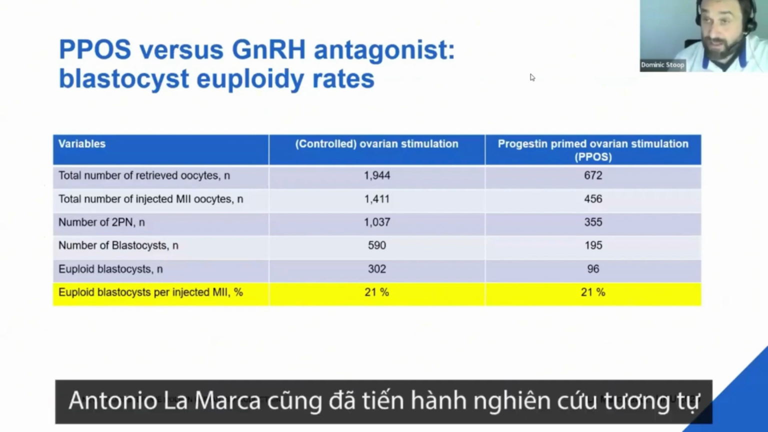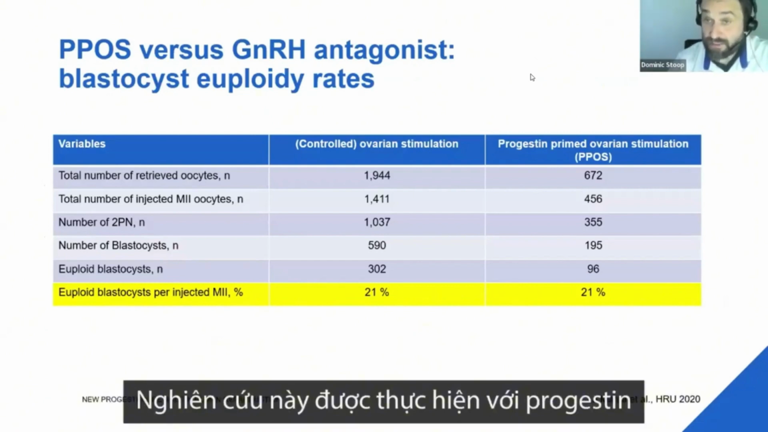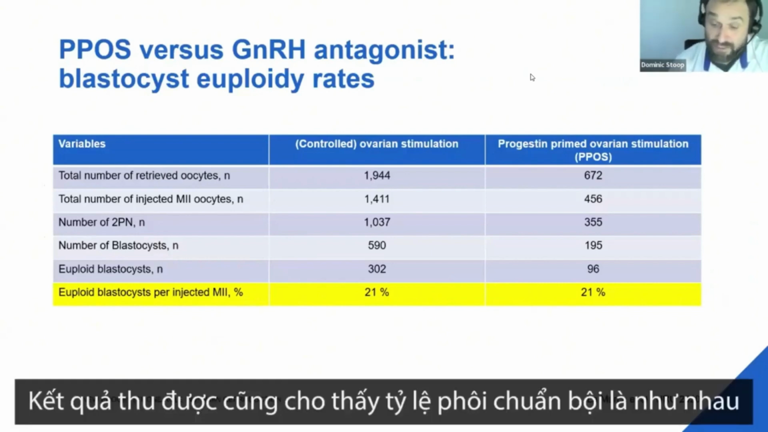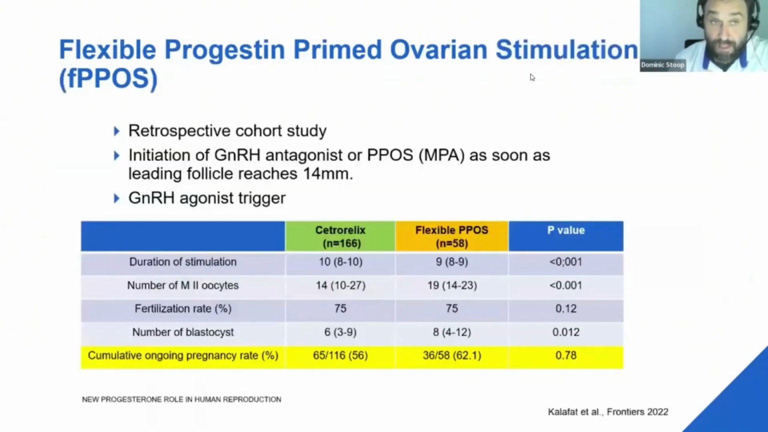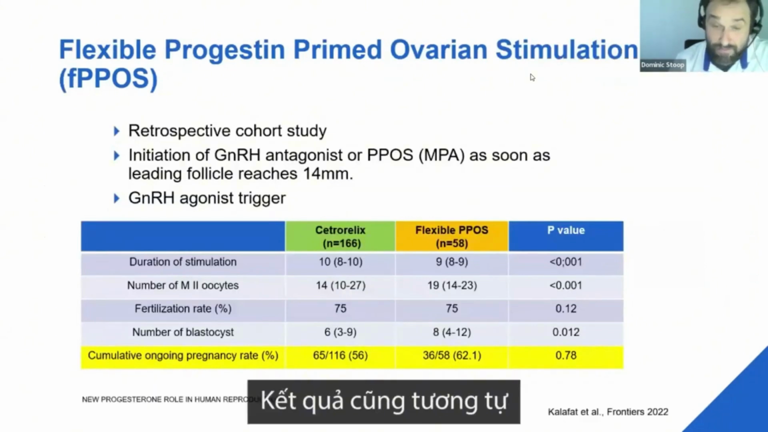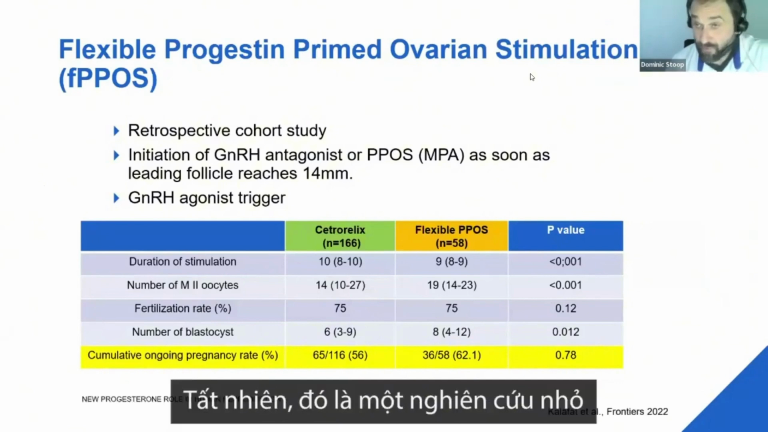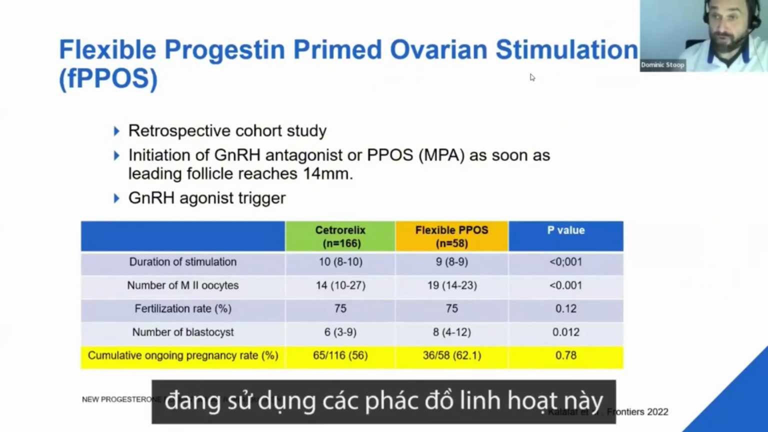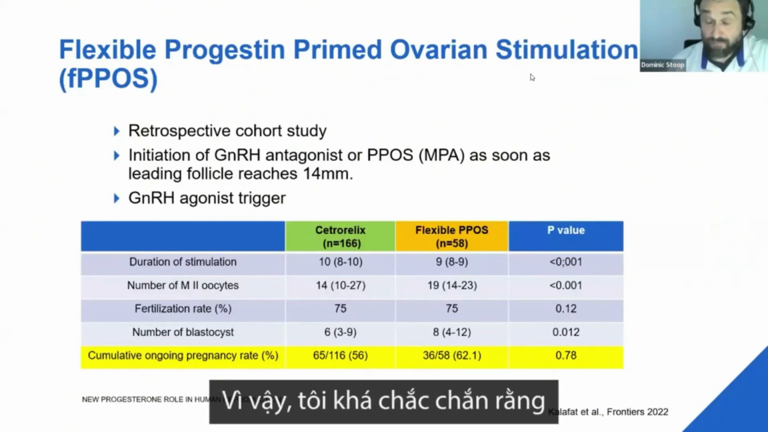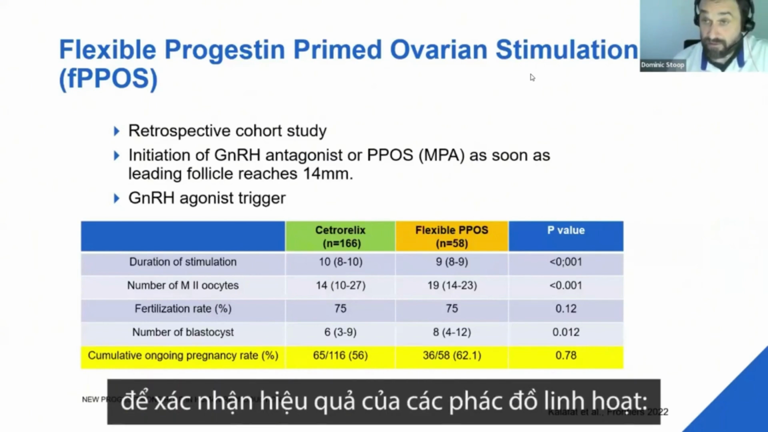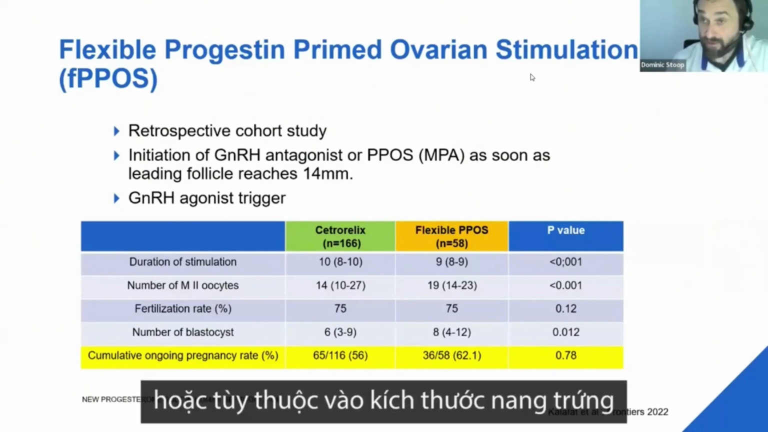Also, Antonio Lamarca has looked at this. This was done with progesterone, not with progesterone. Same percentage. He found the same thing. And then also the flexible one I mentioned before, you start on day 6. Same thing, no difference. Of course, this was a small, retrospective study, but I know of large centers using these flexible protocols as we speak. So I'm pretty sure bigger data sets will come out confirming the efficacy of the late start PPOS, so on day 6 start, or depending on follicular size.